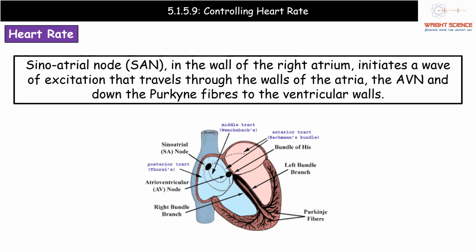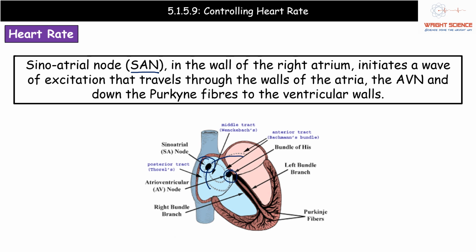If we remember the way that this all works, we've got our sinoatrial node, and remember you can get away with just the abbreviation SAN. Our sinoatrial node is located in the wall of the right atrium there. The sinoatrial node initiates a wave of excitation that travels through the walls of the atria. And remember, it's happening on both sides at the same time. It travels through the walls of the atria, and then it gets to the AV node, the atrioventricular node.